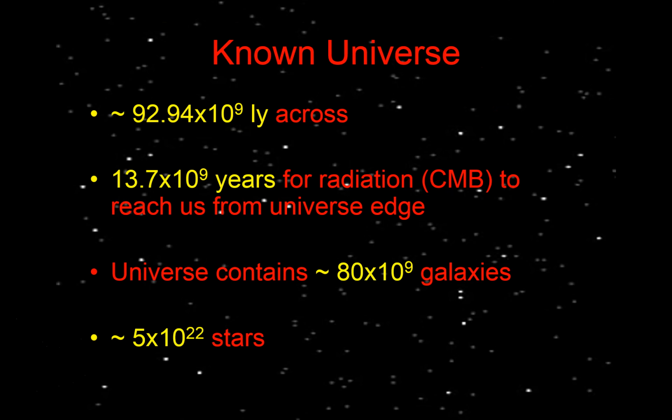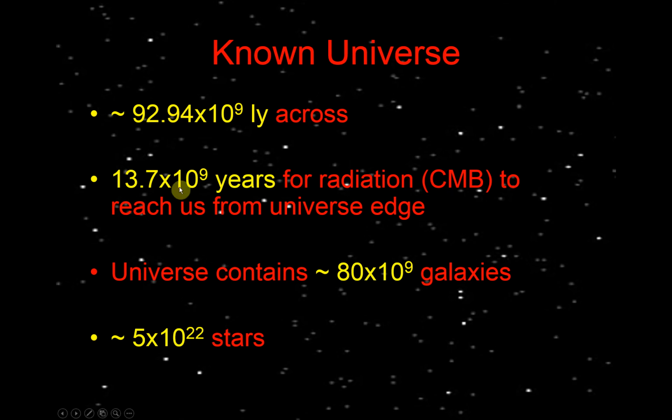If we go to the large scale now, and we look at the entirety of the universe, our known universe is about 92.94 times 10 to the 9 light years across. And that's when we start to see that textured or fabric sort of pattern of all of the galaxies in the universe. This means when we look as far out as we can to the edge of the universe, we're looking back about 14 billion years.